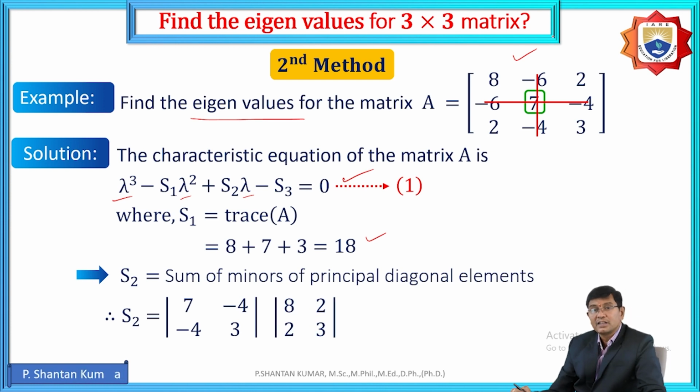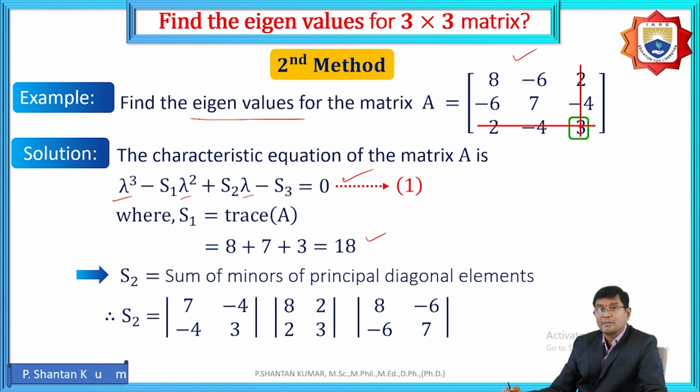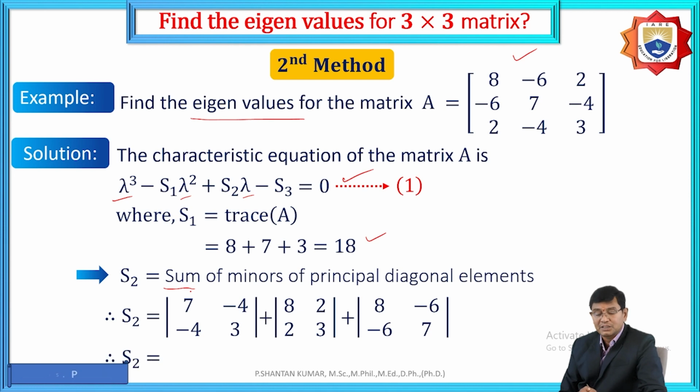And similarly, the last one, the minor of the element 3. Similarly, we eliminate that particular row and column, and the rest of the values are 8, minus 6, 7. Based on this, these are the three minors, and we need to find the determinant value of each. Then we need to sum them, that is, the addition of these three values. The first one is 5, the second one is 20, and the third one is 20. Therefore, the sum is equal to 45.